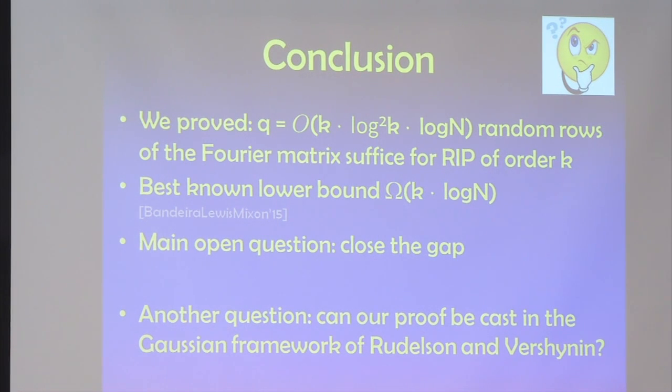It'd be really nice. Another question, which I mentioned briefly before, is whether we can combine the two techniques, or understand what's going on here in terms of the Gaussian framework of Rudelson and Vershynin, because the whole paper is written in a very different language. Maybe you can get the best of both worlds. I don't know, but this would be nice to figure out.